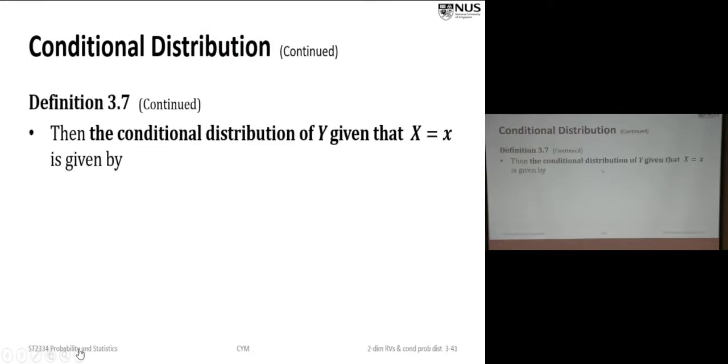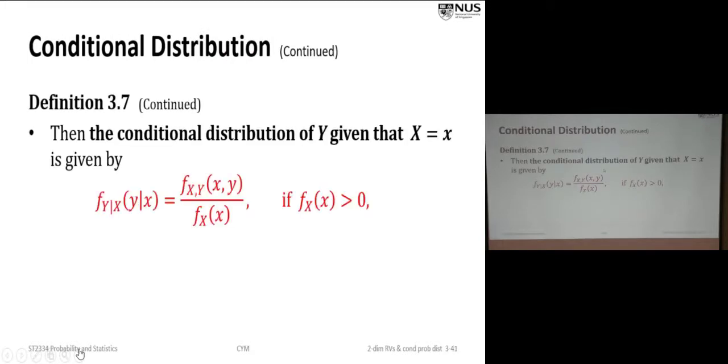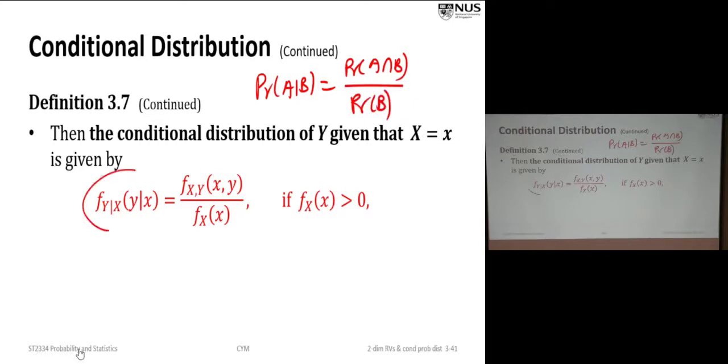here is the definition. Compare with probability of A given B, which is equal to probability of A intersect B divided by probability of B. So it's exactly the same. Here the conditional distribution is equal to the ratio. The numerator is the joint PDF, how X and Y behave jointly. It's like the probability of A intersect B. It's the joint behavior of these two.